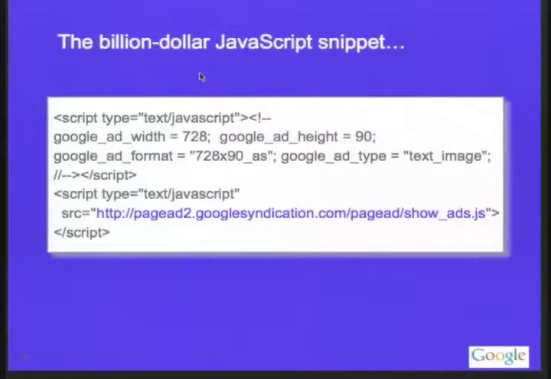So they specify the width of the ad. In this case, it's 728. And 728 by 90 is considered to be a simple, very specific creative size. And then they can say that I want a text image. And all they do is they just source in this JavaScript, which is hosted on googlesyndication.com.